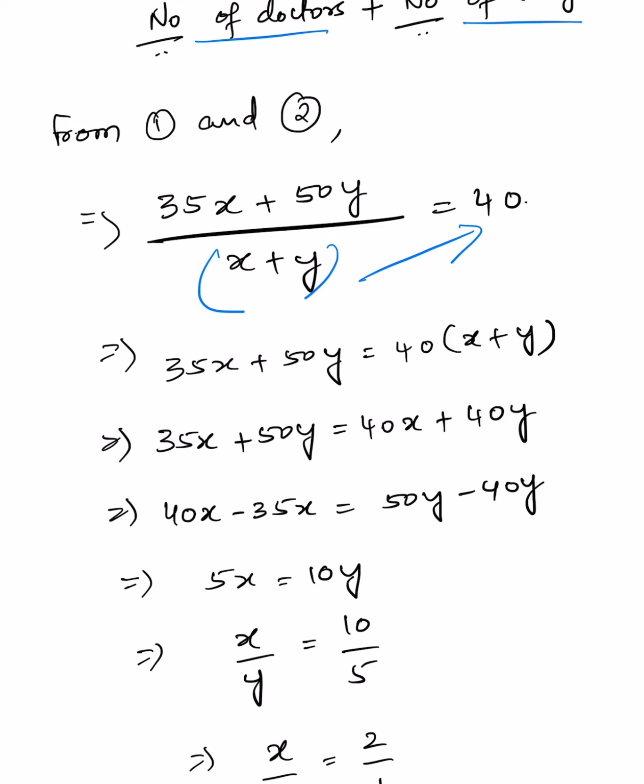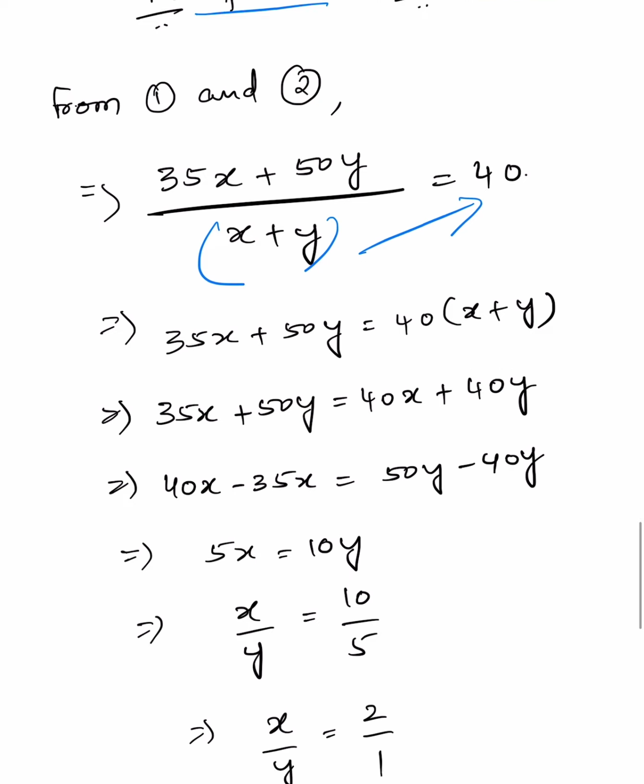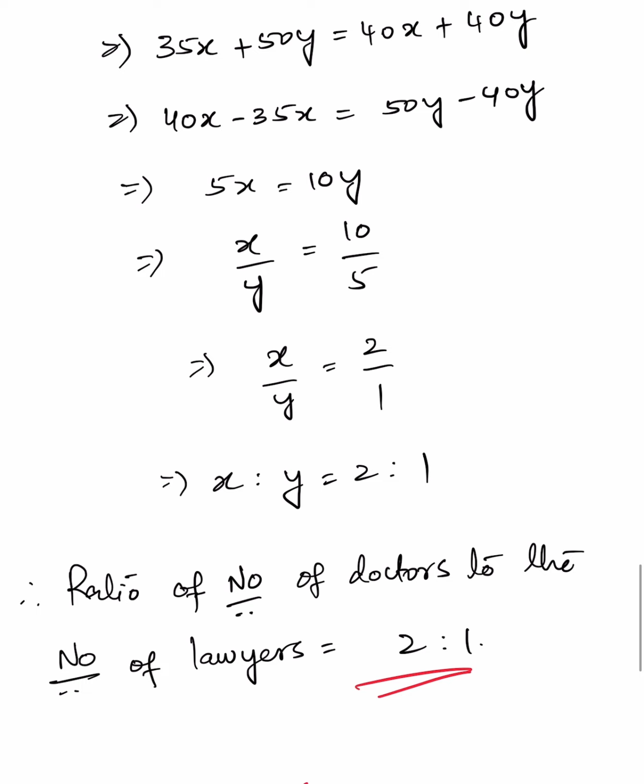35x plus 50y equals 40x plus 40y. So, 40x minus 35x equals 50y minus 40y. Therefore, 5x equals 10y. x by y equals 10 by 5, means x by y equals 2 by 1. x by y equals 2 by 1 means x is to y equals 2 is to 1. What is x? The number of doctors. What is y? The number of lawyers. Therefore, the ratio of number of doctors to number of lawyers is 2 is to 1.